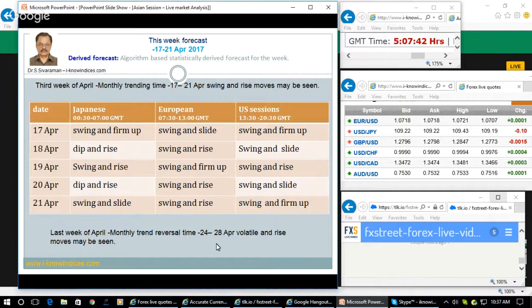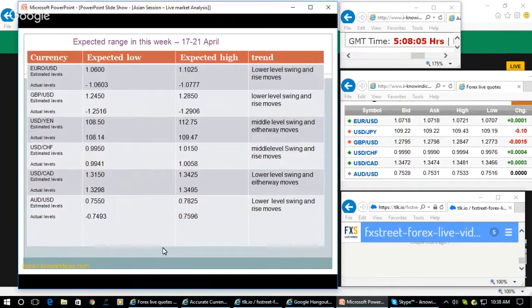You will be able to make sizable profit when they are making the upward one-sided move. Like in the case of GBP, from that 1.25 they went straight up to 1.29, and that sort of move you will be able to see during that particular time. So after the forecast, we will see the levels in which the currencies are expected to swing.